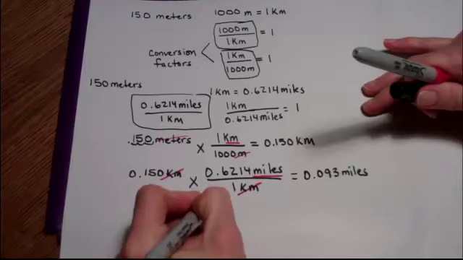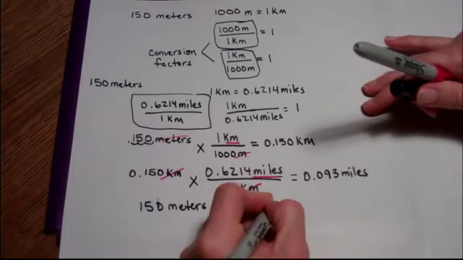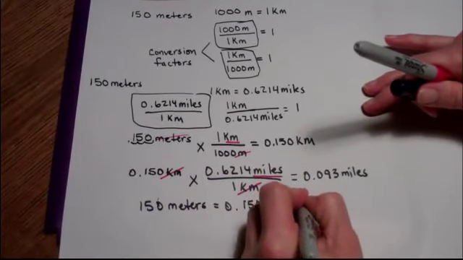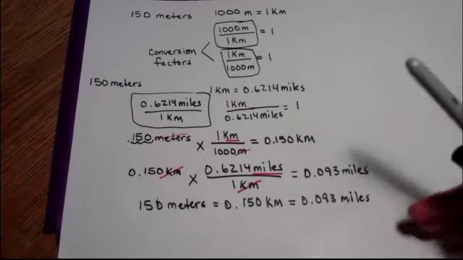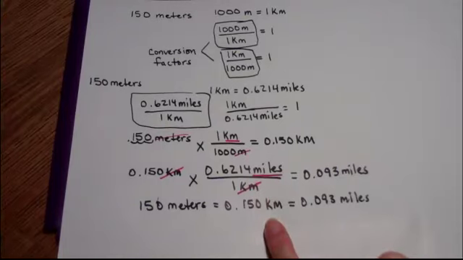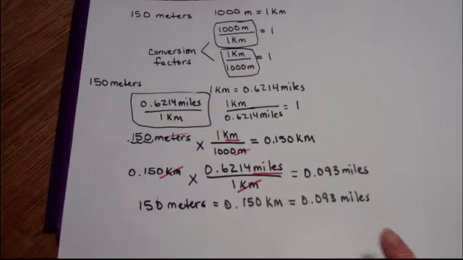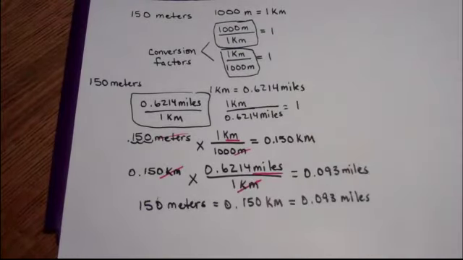So we now know that 150 meters equals 0.150 kilometers, and that's also equal to 0.093 miles. So these are all three different ways of saying that same number. If I walk 150 meters, I've also walked 0.150 kilometers, and I've also walked 0.093 miles. So this is the way we can use all of these conversion factors by setting them equal to 1 so that we can interconvert between these different units.